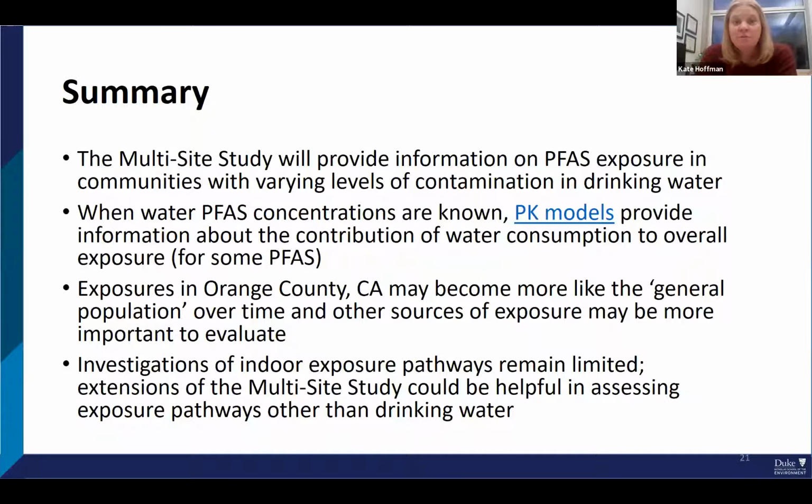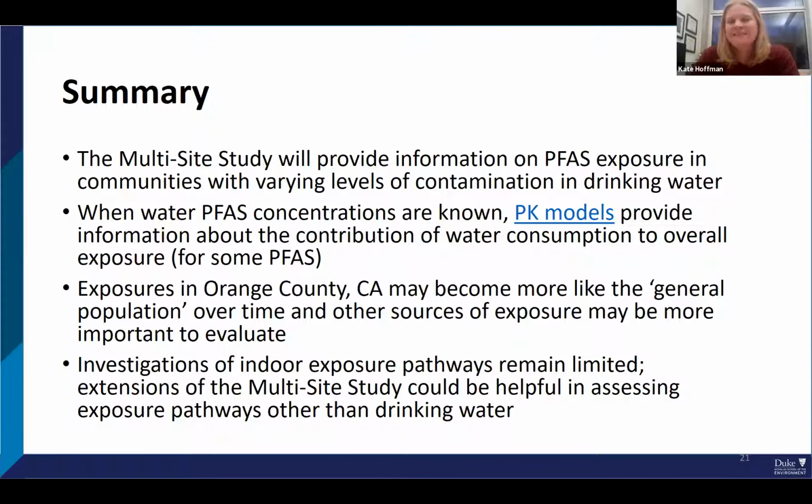So just to summarize the main points from my talk today, the multi-site study will provide important information on PFAS exposure in communities with varying levels of contamination across the United States, and this varying fingerprint of PFAS exposure. As Tom said, when water PFAS concentrations are known, pharmacokinetic modeling can provide pretty good information about the contribution of that exposure to overall PFAS exposure. That's true for some compounds, but not all. There are some that we don't have good pharmacokinetic assumptions for yet, and so that's a challenge. Exposures in Orange County may become more like general population exposures over time, and other sources may become more important in terms of how they contribute to that overall cumulative exposure.